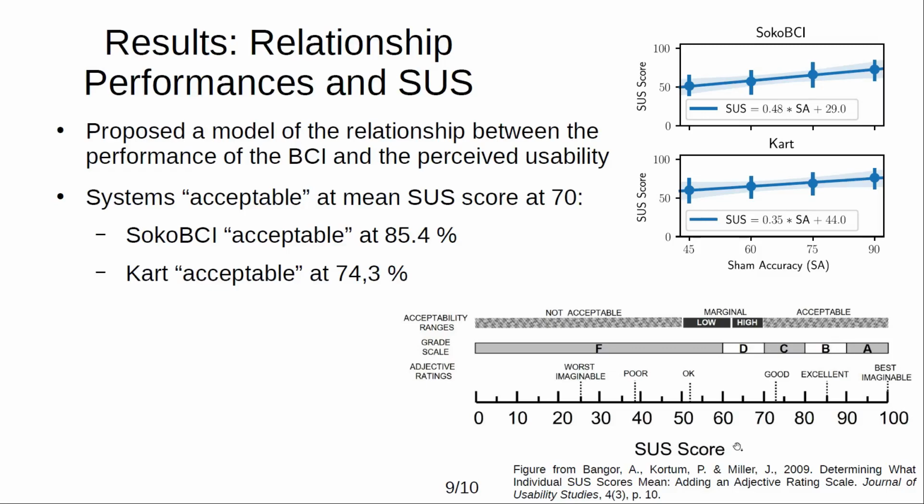We observed that to be defined as an acceptable system, the SOCO BCI would need a performance of 85%, while the cart needs only a performance of 74%, which is roughly a 10-point difference here. We may explain that by the punitiveness in the SOCO BCI, as during low accuracy blocks, the mistakes made by the system are more annoying for the user, hence a lower mean SUS score for low accuracies, which makes, in turn, the slope of the regression steeper.